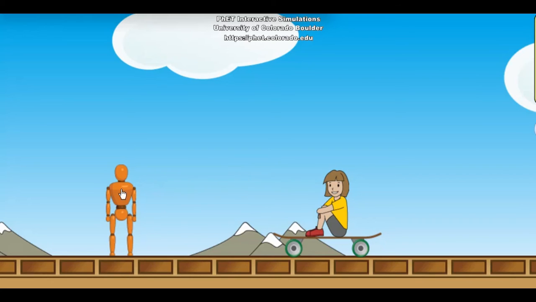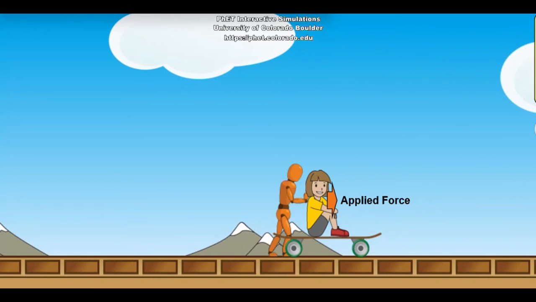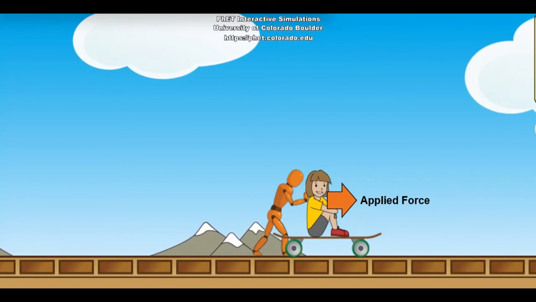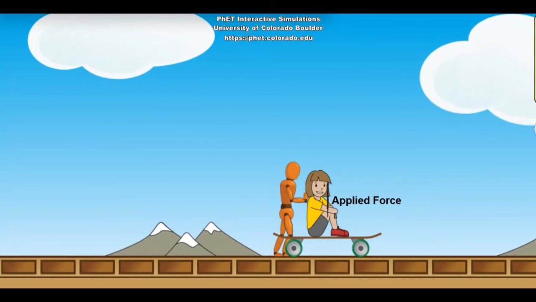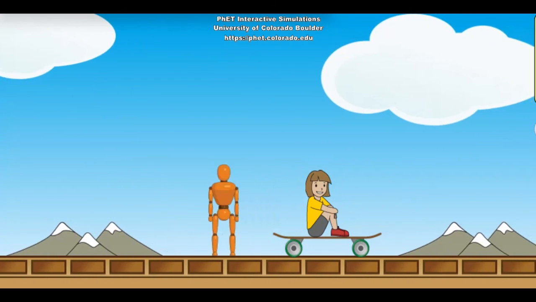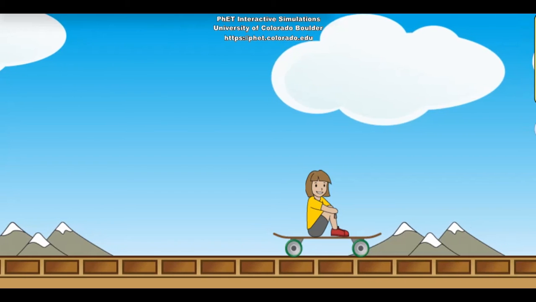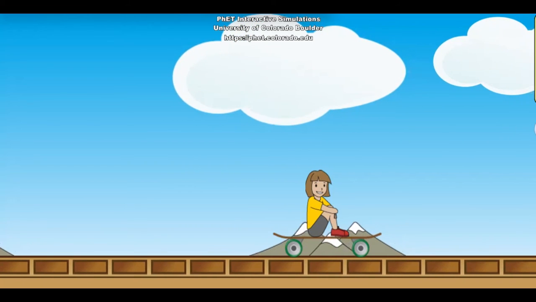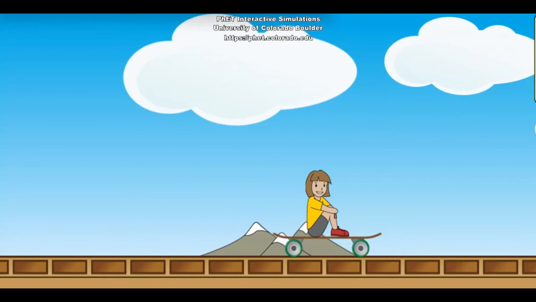Let's try to understand what happens if she is moving. So I give a command to this robot on the left side to give a little push to this skateboard, and then we will see what happens. Okay, Mr. Robot, please give a little push to this skateboard. No, maybe a little more. Yup, that's okay. And now, please just stop. Now if I ask you the question, is she in motion or is she at rest? You will immediately tell me she is in motion.